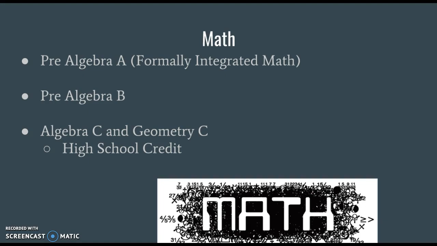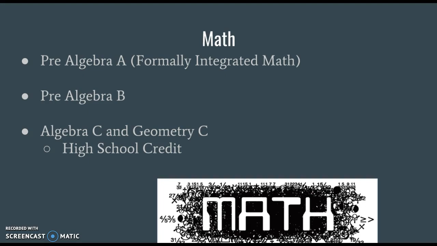Our math is broken up into 3 different sections here. Our pre-algebra A is what was formerly integrated math. So if your student was in integrated math for 7th grade, they will be in pre-algebra A for 8th grade. Our pre-algebra B class is for students who were in the 7th grade math class for their 7th grade year. So if they were in just the 7th grade mathematics class, they will go on to pre-algebra B.